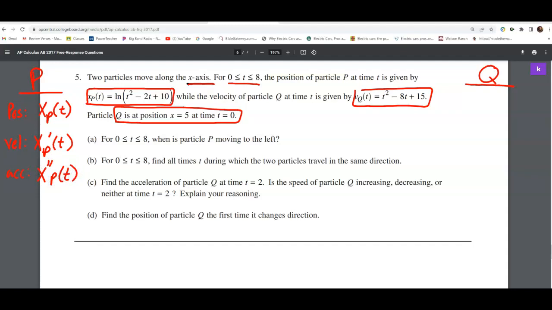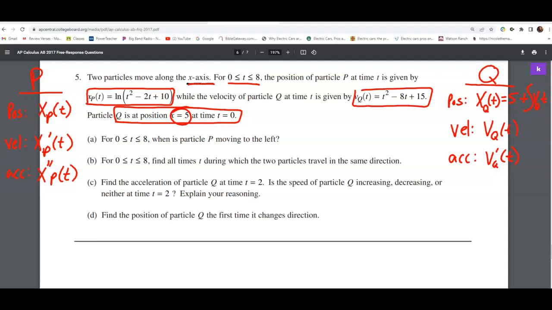Now, for particle q, they're giving us the velocity function. So the acceleration can be found by taking the derivative of that. Its position, though, we've got to work backwards and integrate it. So the position can be found by doing the starting position. We don't have a symbol for that, so I'll make a new symbol here. I'll call it x with a q. The position can be found by doing its starting position plus the displacement.